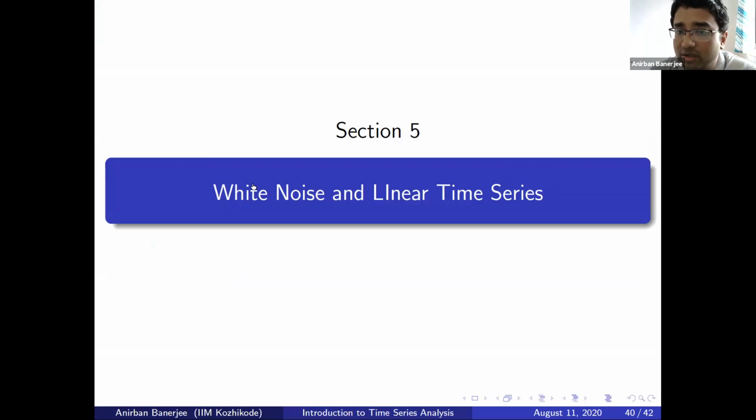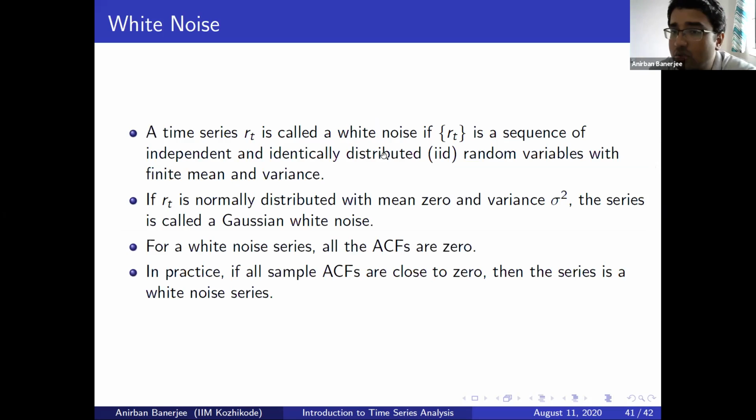There are a couple more terminologies. Just get yourself acquainted with these two. There is something called white noise, and there is something called a linear time series. So what's a white noise? A particular time series r_t is called white noise if it is a sequence of independent and identically distributed random variables, IID. I'm not going to give you the definition. Look it up. What does it mean, and how is it different from whatever you have understood so far? So these are IID random variables with finite mean and variance.